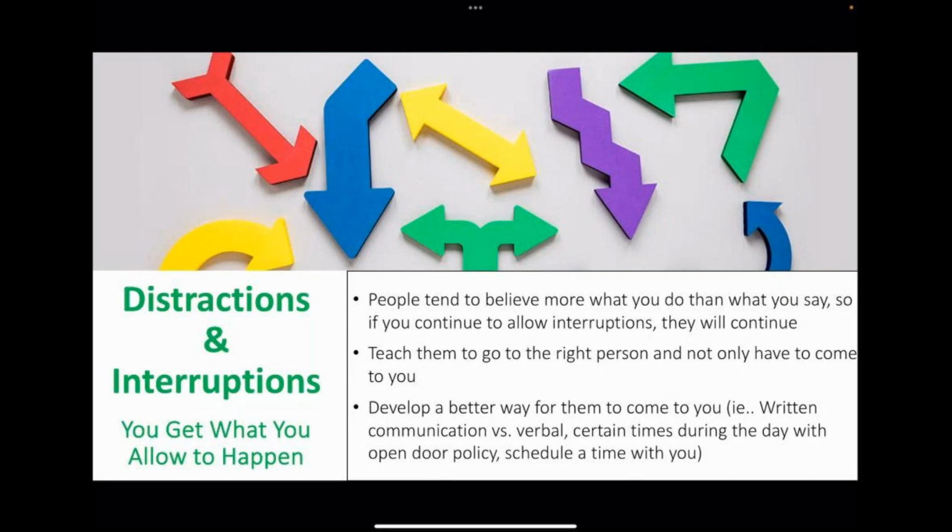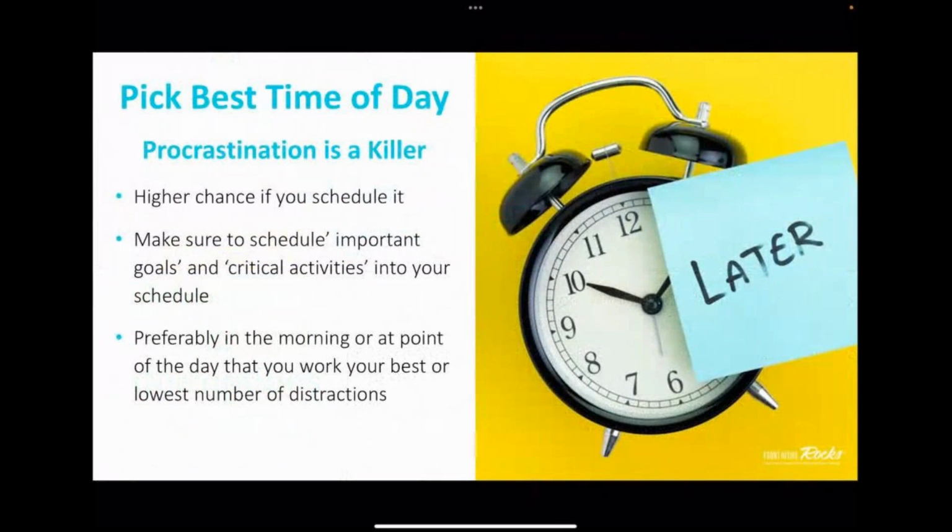And you've heard about it in your personal life. It's the same as working out. If you don't set time in your schedule, many times there's just not enough time. So prioritizing it and putting a block in your schedule, in your day, however you need to do it, so that people don't distract you and interrupt you, allows you to be more productive on the important things that you need to do. And then pick the best time of the day to do this, because procrastination is a killer.